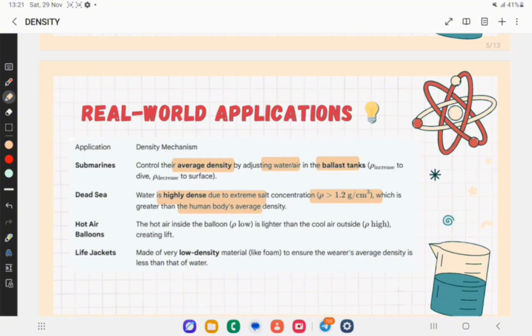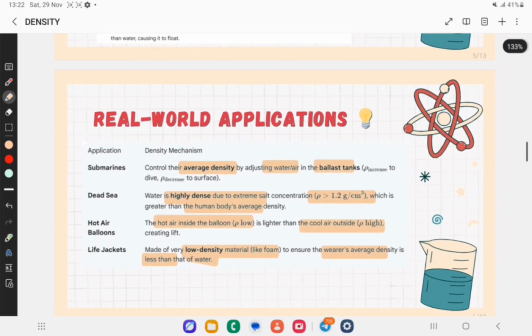And then the hot air balloon. The hot air inside the balloon has low density and is lighter than the cool air outside, creating lift. For the life jacket, it is made of very low density material to ensure that the average density is less than water. Okay, so that's all. Thank you. If you don't understand, you can directly ask and comment.